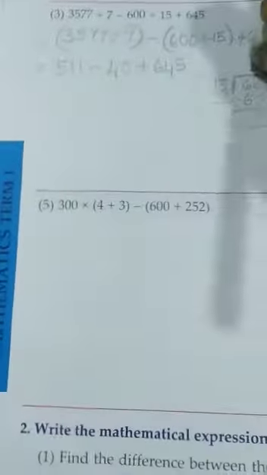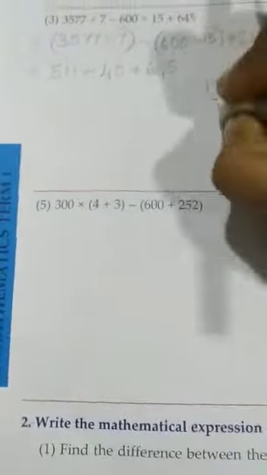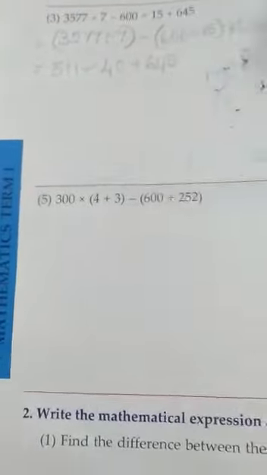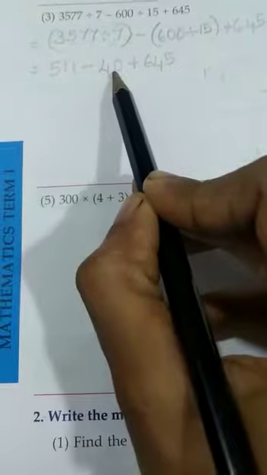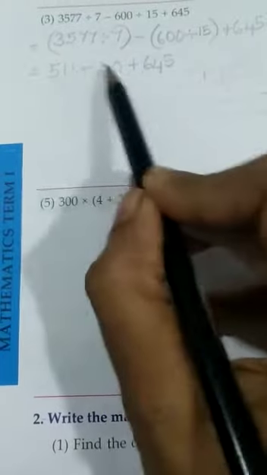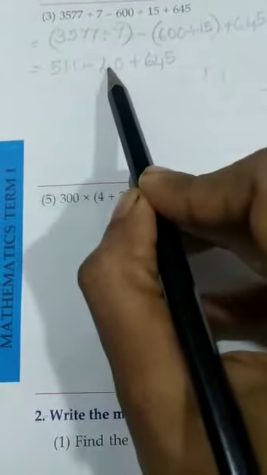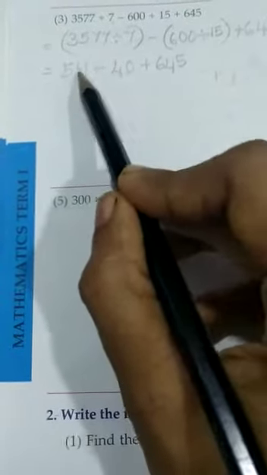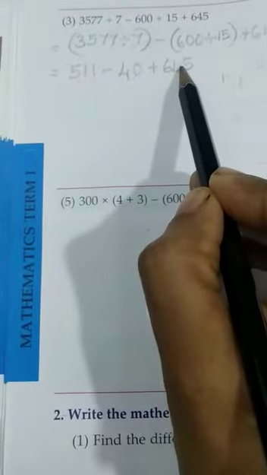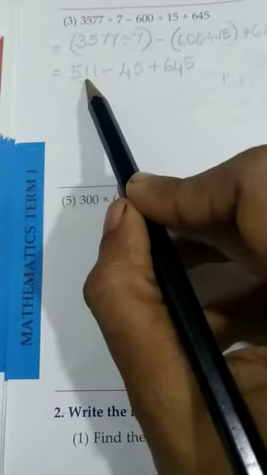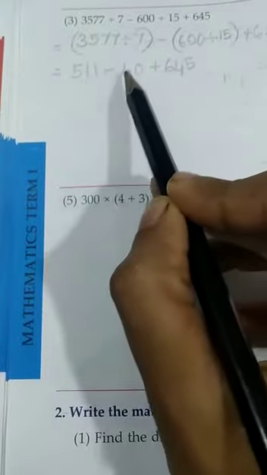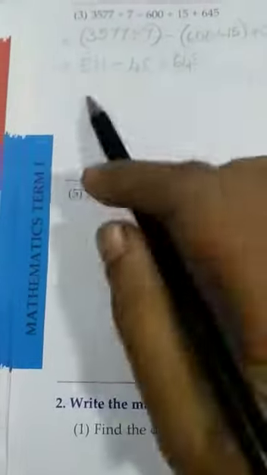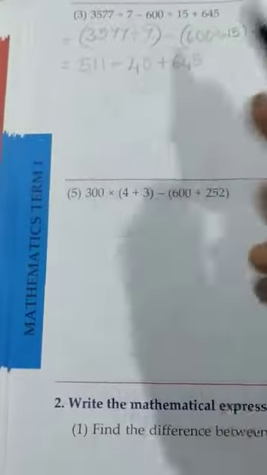Now I have told you what is the order: division, multiplication, addition, subtraction, right? So in this case you can either subtract 40 first, or you can add the other two and then subtract 40. Why? This number 40 is less than this one, so this is a greater number. So you can do the subtraction and add to 645, or you can add 511 and 645 and then minus 40. In both the cases you will get the answer.